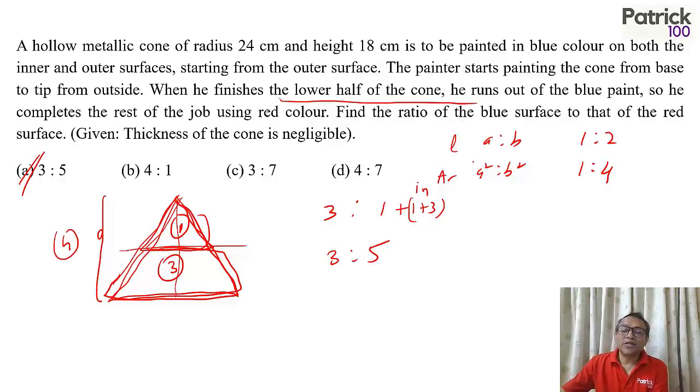So the property here: if the ratio of length is a to b, the area is a square to b square. Important property, know it. Useful in quite a few sums.